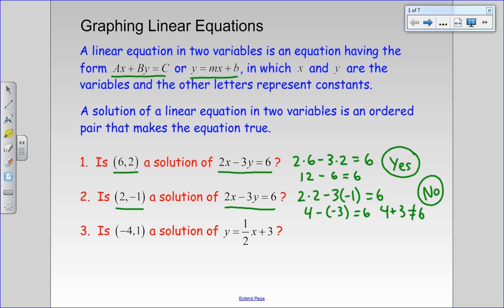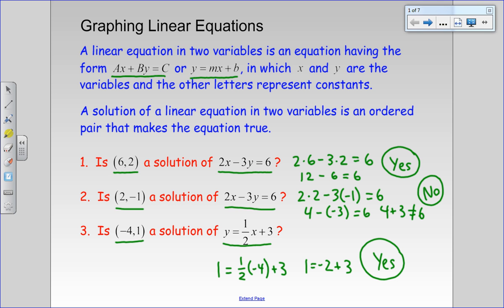Let's look at one final example with the linear equation written in a different form. Is the ordered pair (negative 4, 1) a solution of y equals 1/2 x plus 3? In this case, the y coordinate is 1, and the x coordinate is negative 4. Replacing those into our equation, we have 1 equals negative 2 plus 3, and that equation is true. So yes, that ordered pair is a solution of the equation.